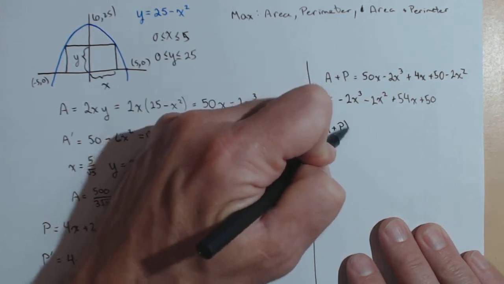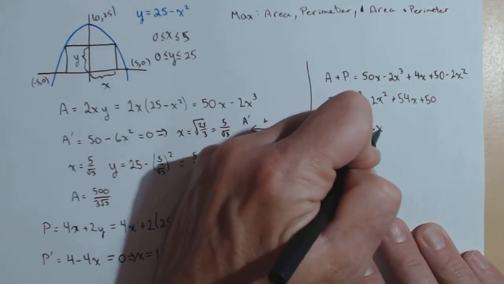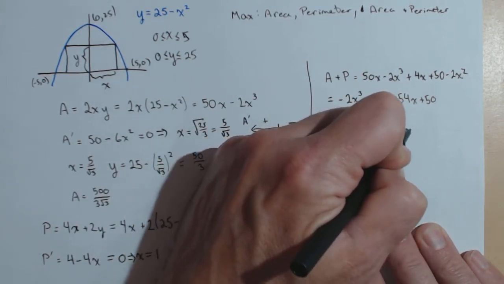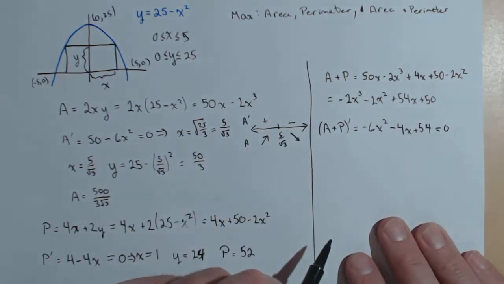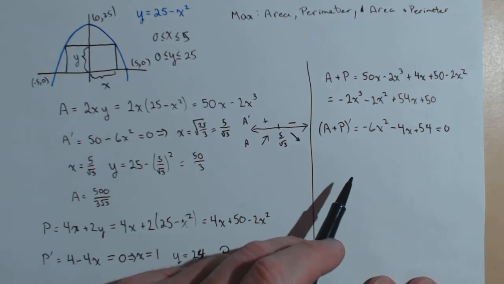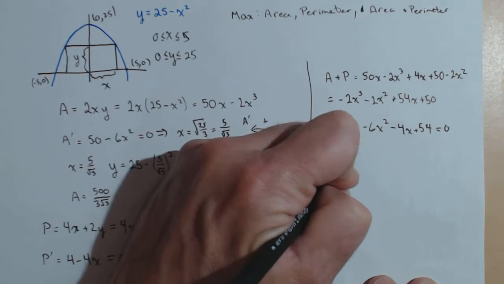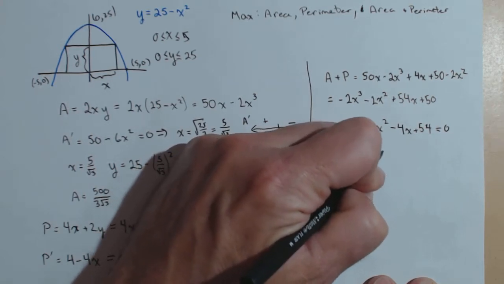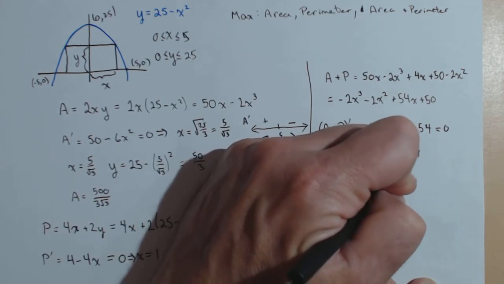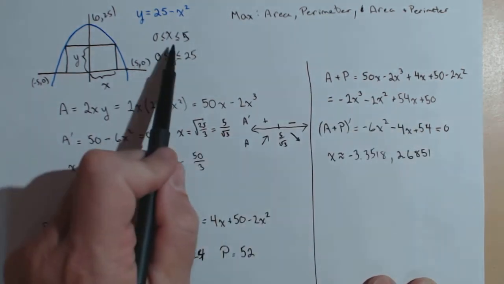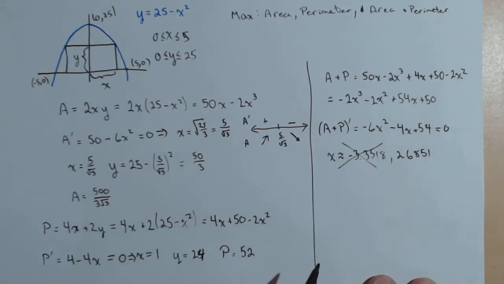So taking the sum's derivative, we'll call it P prime, is going to give us minus 6x squared minus 4x plus 54. We're going to set that to 0, and probably the easiest thing to do is just use the quadratic formula. Now if you do that, you get two answers. One is approximately negative 3.3518, and the other one is approximately 2.6851. Now only one of these fits within our interval, so let's not worry about the negative one.